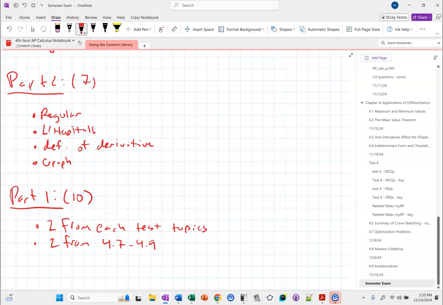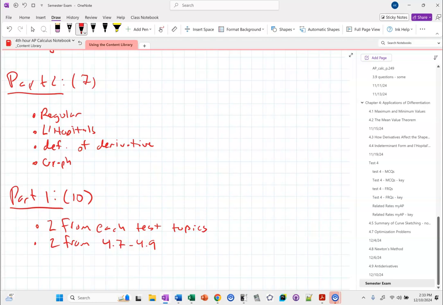You should know how to check for mins and maxes and inflection points and intervals increasing, decreasing, concave up, concave down. You should know the 3 big value theorems: extreme value theorem, intermediate value theorem, and mean value theorem, and how to use them.